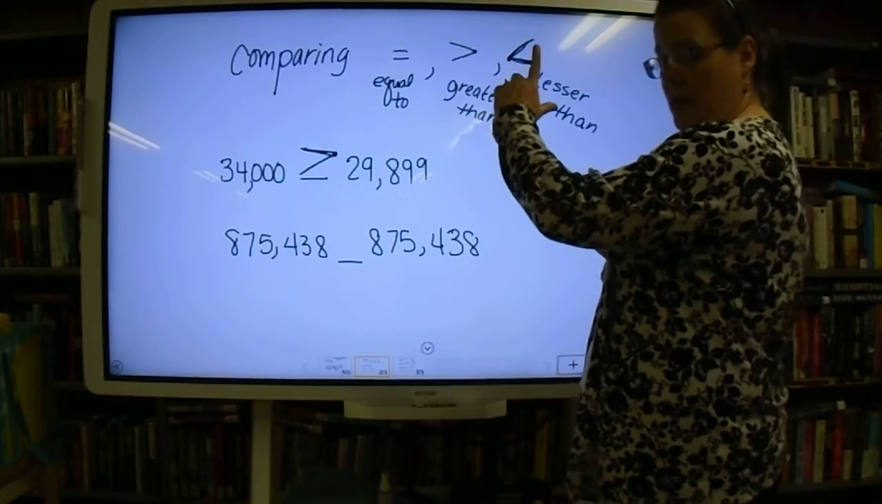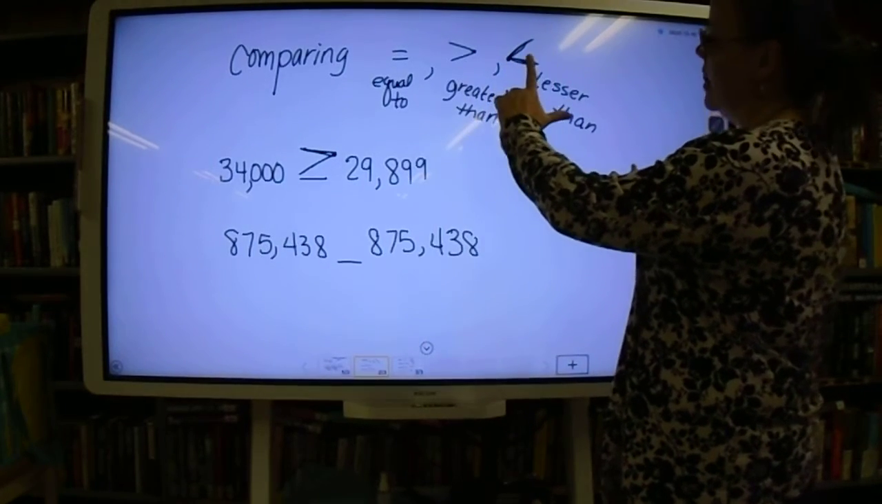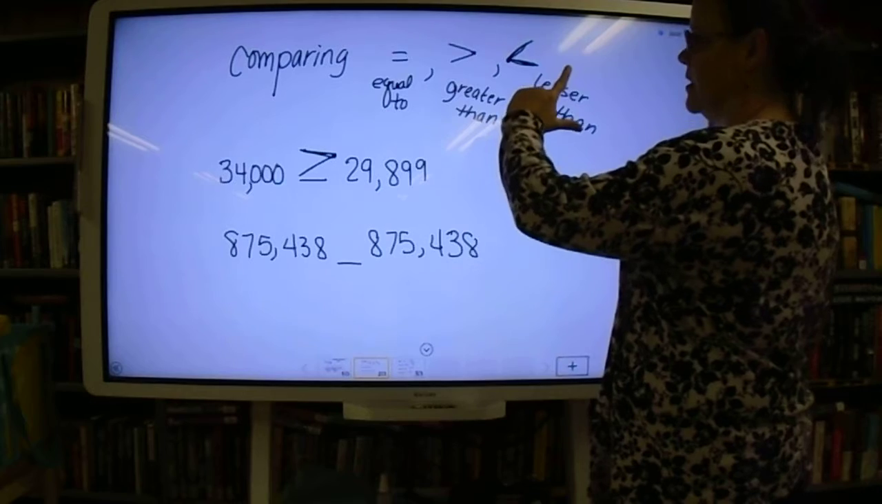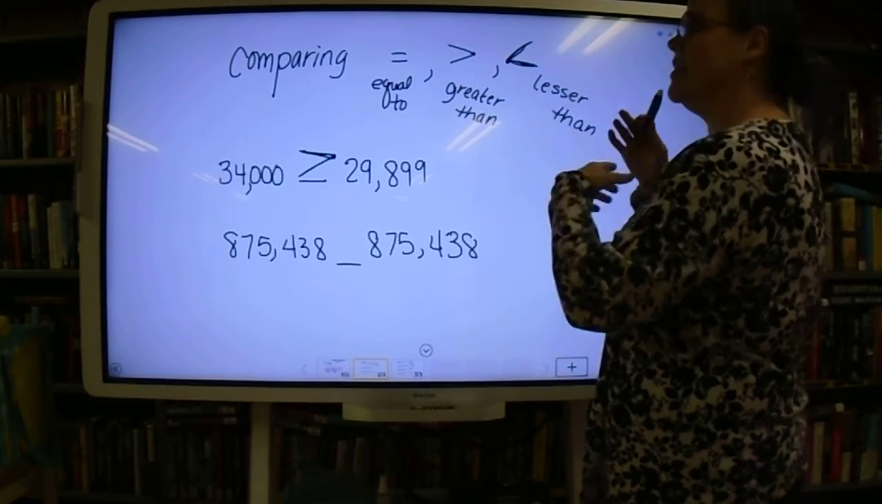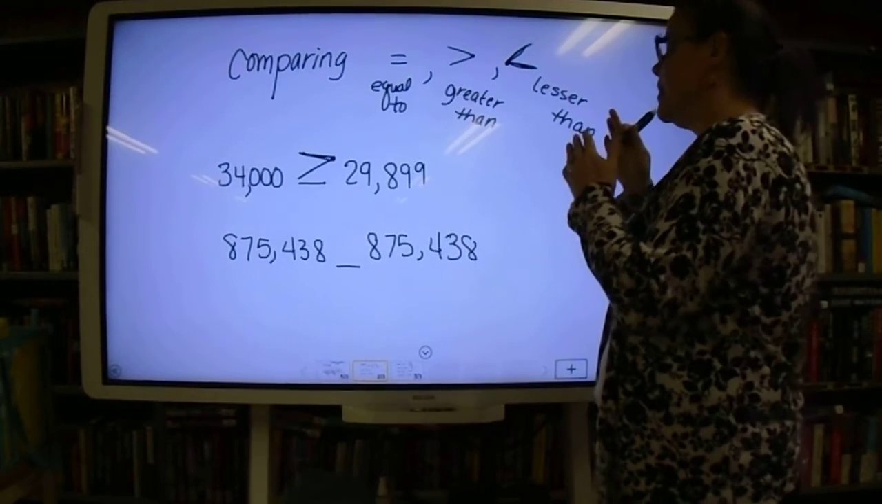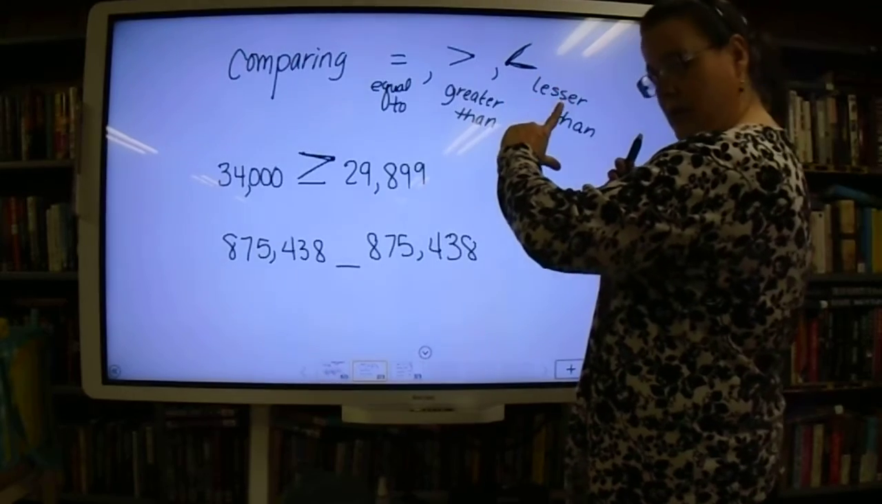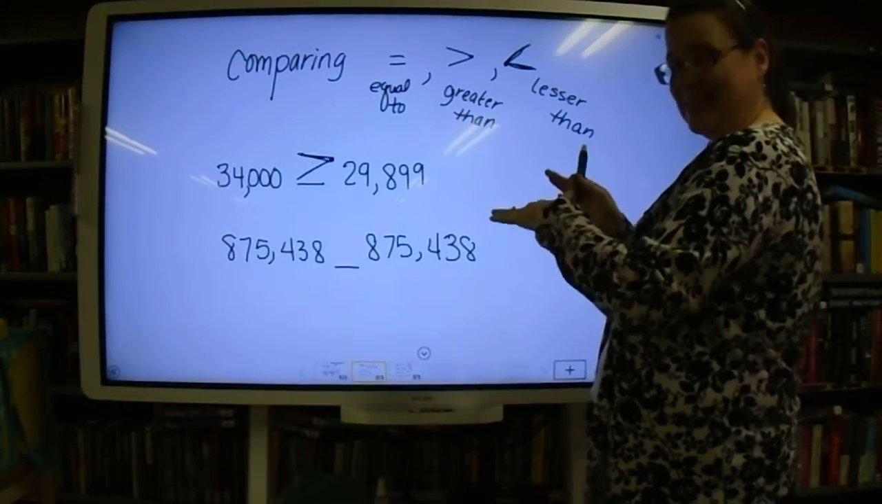Plus, with the left hand, it starts with an L, and if you turn it sideways, it would be a less than sign. And that also reminds you that lesser than starts with the L, and that's what you would go with if the number was less than.